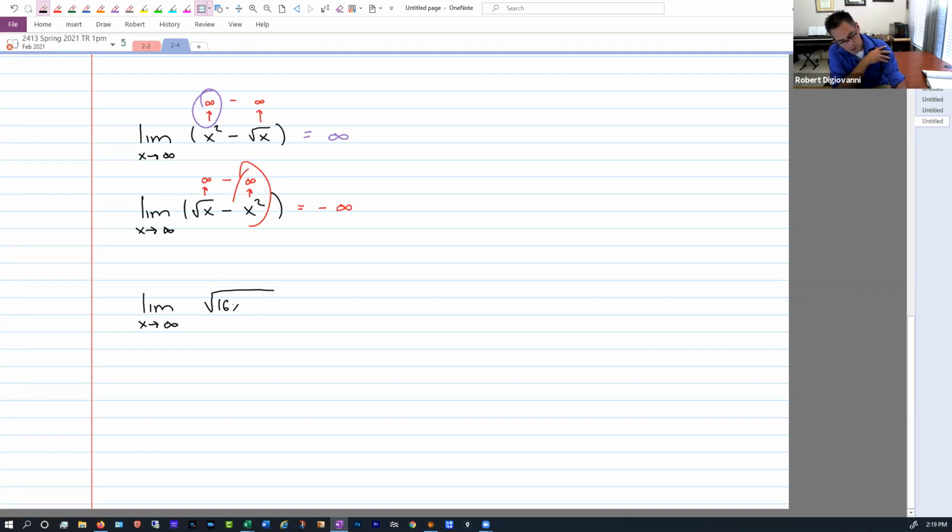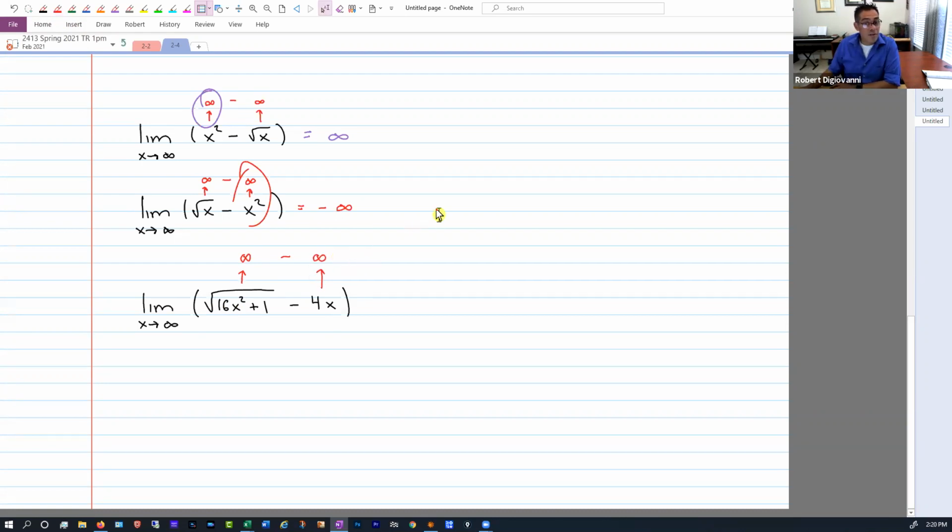Trying to get something similar to what's in the homework. Okay, let's think about what's happening. Infinity squared times 16 plus 1. That should be an infinitely big number, right? The square root of that should be an infinitely big number. So all of this should be headed to infinity. And then minus 4 times infinity, that should be negative infinity.